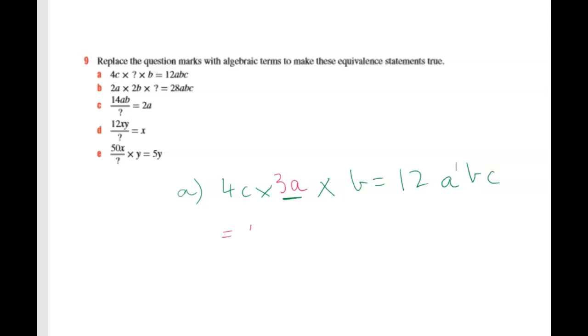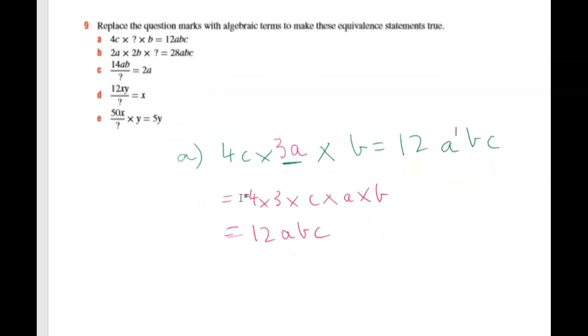So we've got 4 times 3 times C times A times B. So 4 times 3 is 12, and remember we put our letters in alphabetical order, so it's ABC.